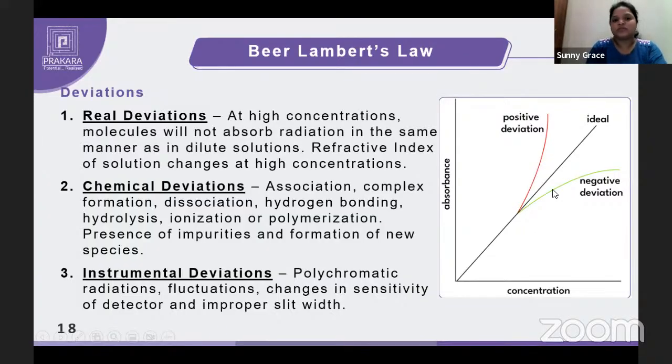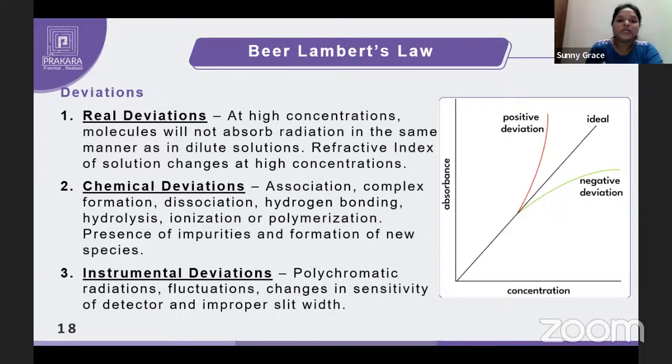So what are the reasons which lead to these kinds of deviations? Let's see. The first one is real deviations. Generally, Beer-Lambert's law will be followed only for dilute solutions. So if you are using concentrated solutions, then definitely you will observe this kind of deviation because of the change in the refractive index of the samples. Whenever the concentration increases, obviously the refractive index will change, and you will be observing the deviation. And the other one is the chemical deviations, for example association or complex formation, hydrogen bonding, or presence of impurities. These all come under chemical deviations.